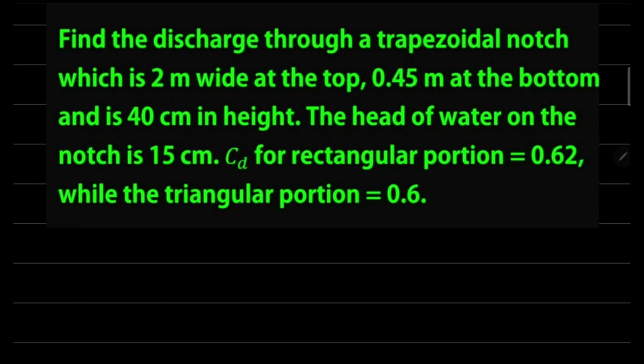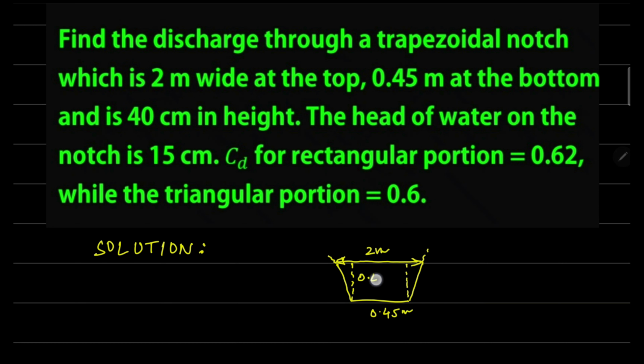So we are very much aware that any trapezoidal weir is a combination of the rectangular weir as well as the triangular weir. So in order to figure out the dimensions of this particular trapezoidal notch, which is given to us as 2 meter wide at the top, so that means this is 2 meter wide. Now it says 0.45 meter at the bottom, so this is 0.45 meter, and 40 centimeter in height. So this is 0.4 meter.